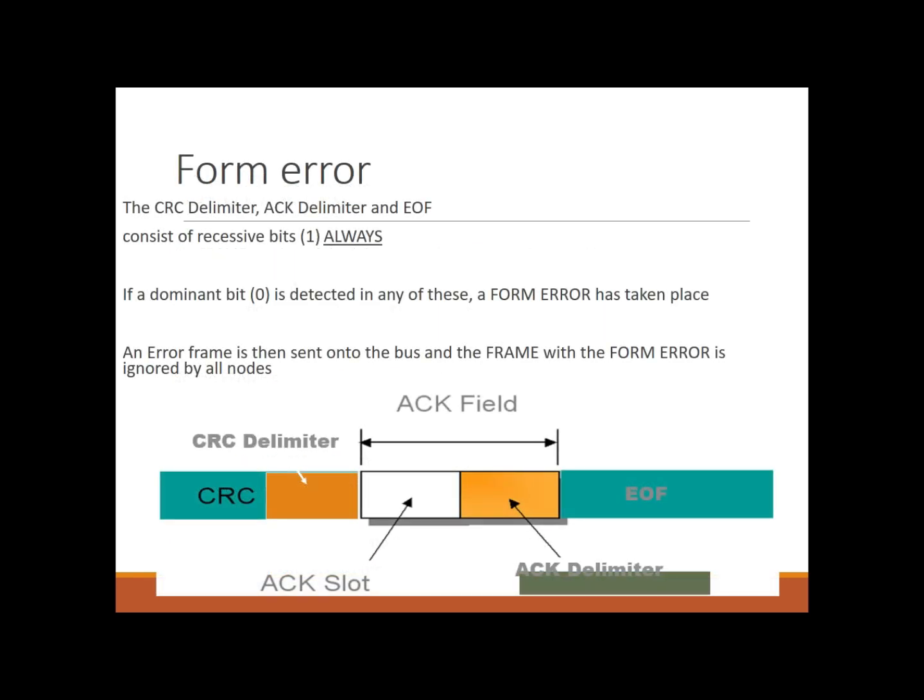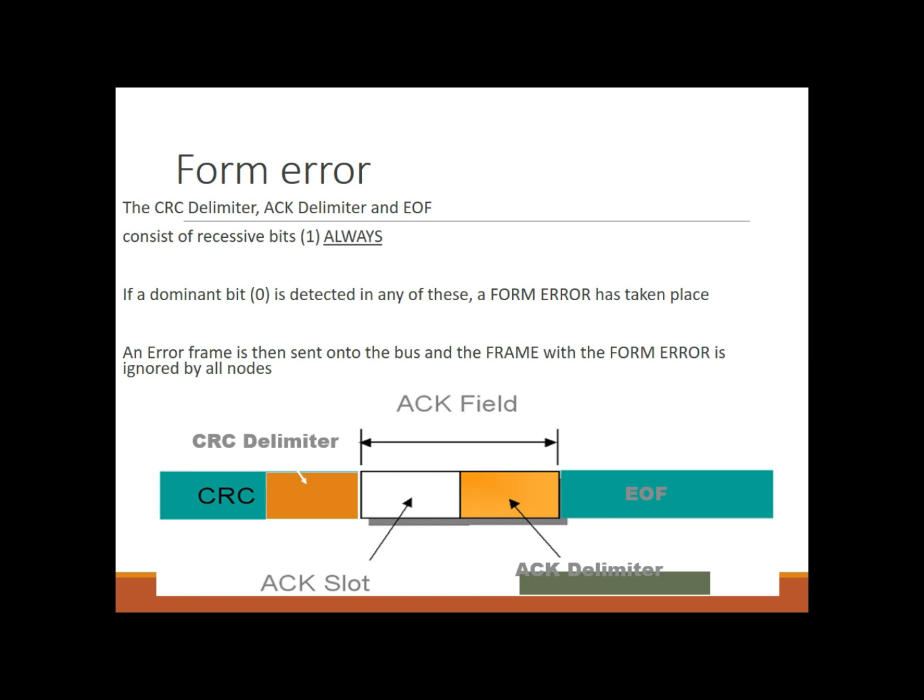Coming to the form error. What is a form error? The CRC delimiter, acknowledgement delimiter, and end of frame always consist of ones. For example, among the predefined fields, the start of frame consists of 0 and bus idle, and some set of bits are allocated as mandatory 1, meaning recessive. If those change from recessive to dominant, then a form error takes place.